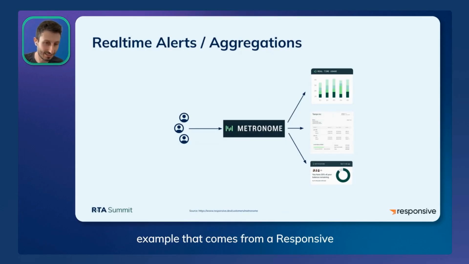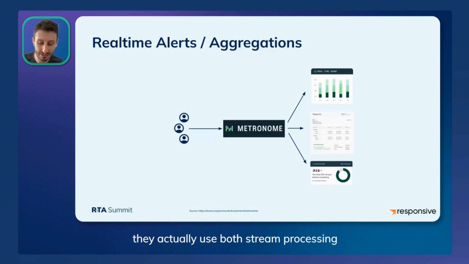And this is an example that comes from a Responsive customer, Metronome. They do usage-based billing. So what they do is every company that is their client will submit metrics to them. They'll aggregate these metrics and compute invoices for their customers' customers, so their end users.